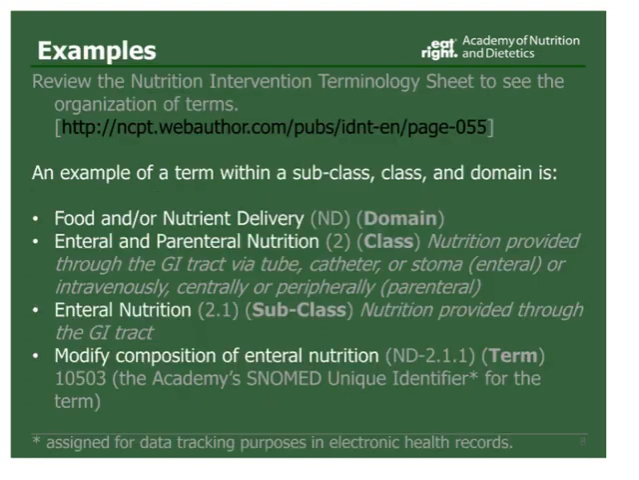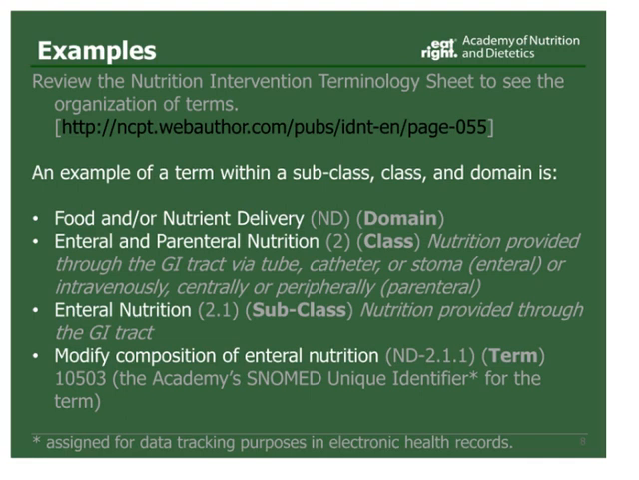Reviewing the nutrition intervention terminology sheet to see the organization of terms can be accomplished by visiting the URL indicated on this slide. Also on this slide is an example of one nutrition intervention term. The domain, food and/or nutrient delivery, is indicated by the letters ND. Enteral and parenteral nutrition is the class heading, defined for enteral as nutrition provided through the GI tract via tube, catheter, or stoma, and defined for parenteral as nutrition provided intravenously, centrally, or peripherally.